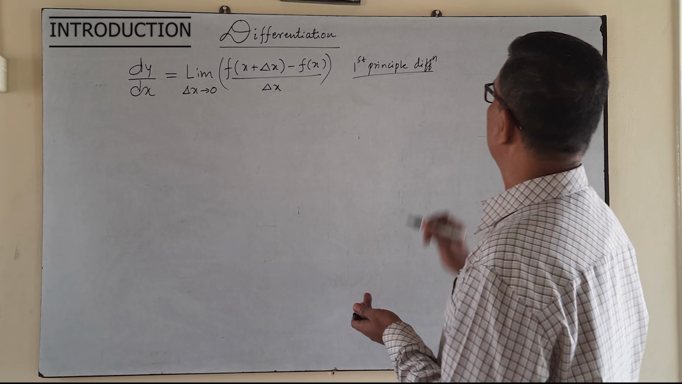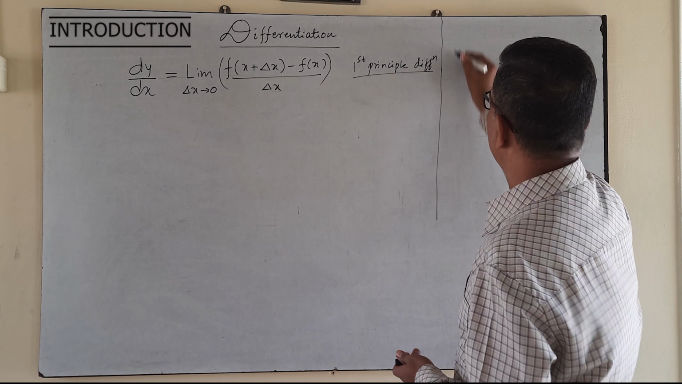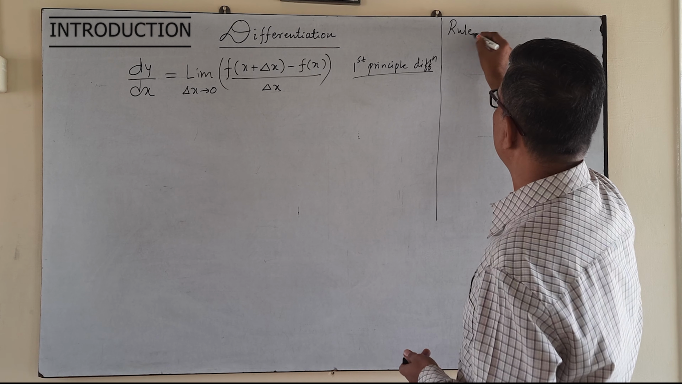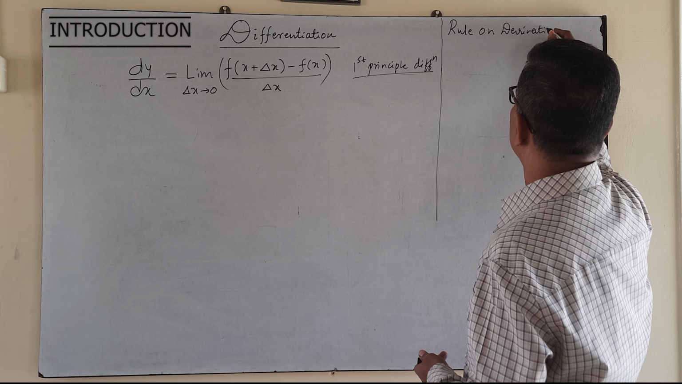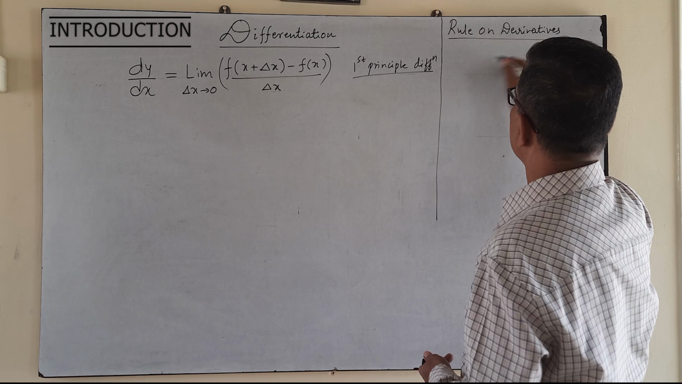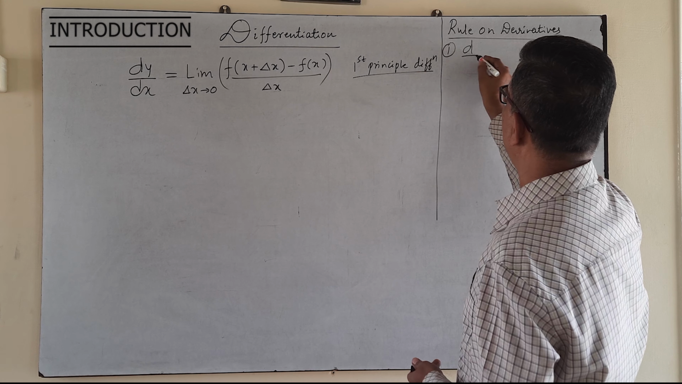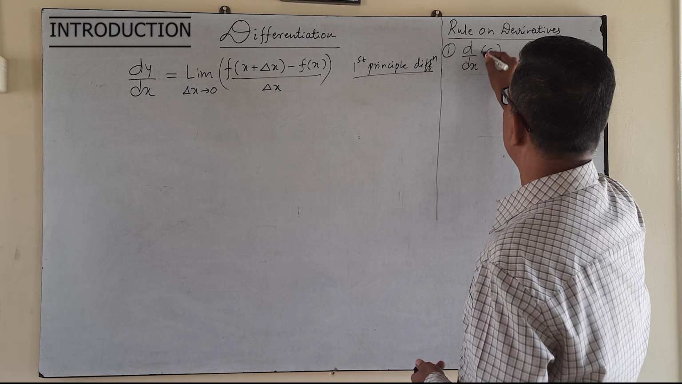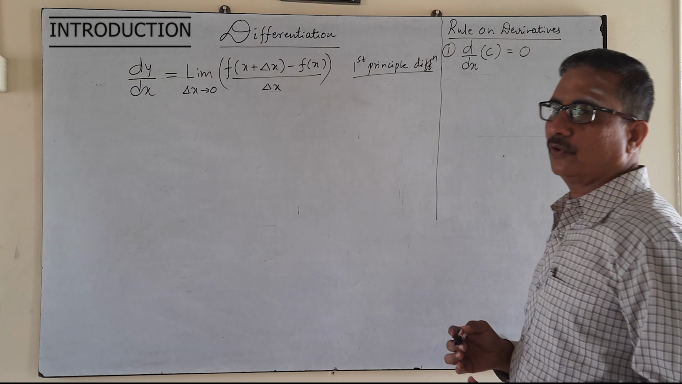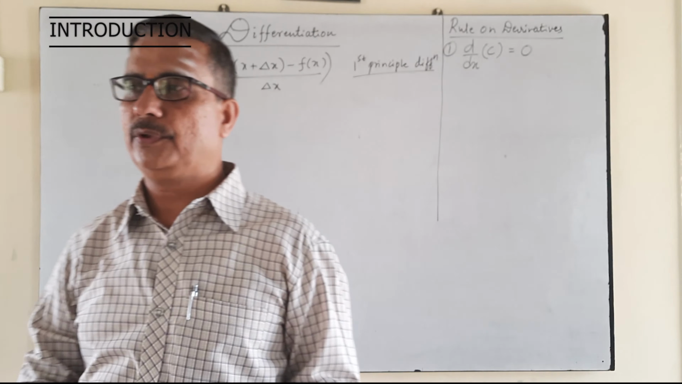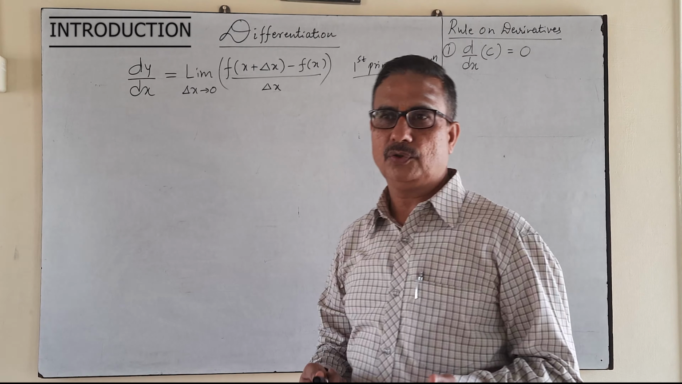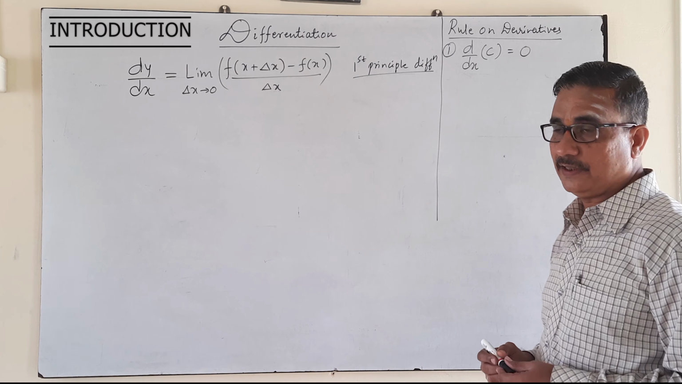And also you know the rules on derivatives. What are the rules on derivatives? We have studied them now. Rules on derivatives. First rule says the derivative of a constant term is always 0. Constant means numbers. Derivative of 1, derivative of 2, derivative of 10, derivative of 100. Those derivatives must be 0.